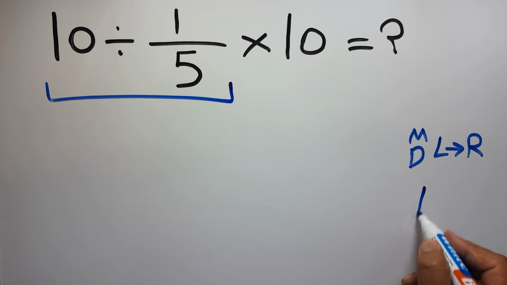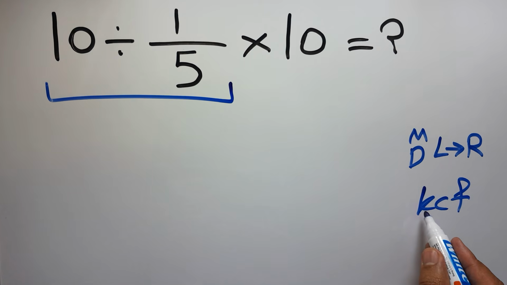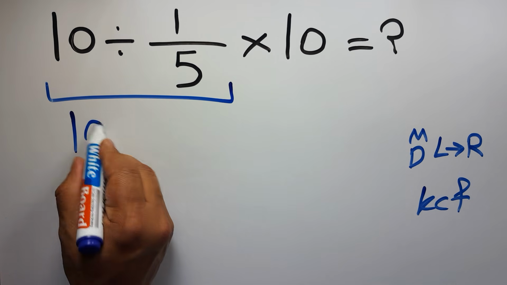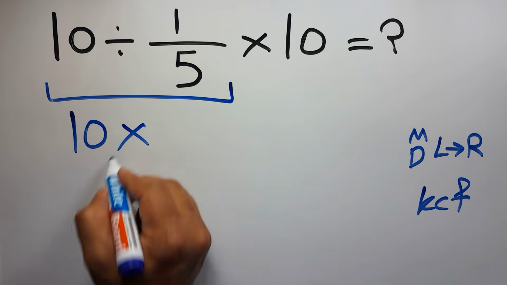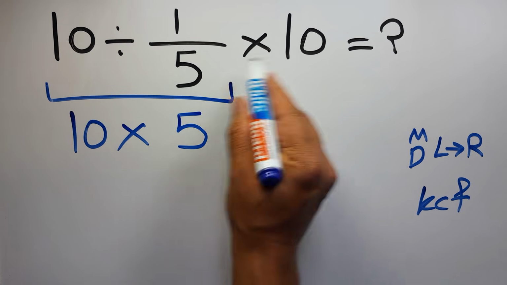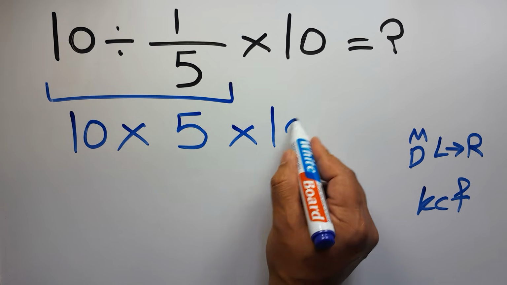According to the KCF rule, K stands for keep, C stands for change, and F stands for flip. We can write keep the first fraction, change division to multiplication, and flip the second fraction. And here we have times 10.